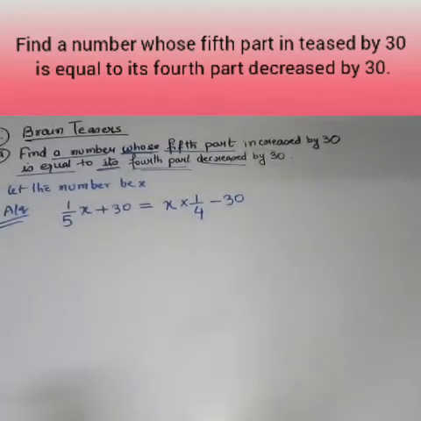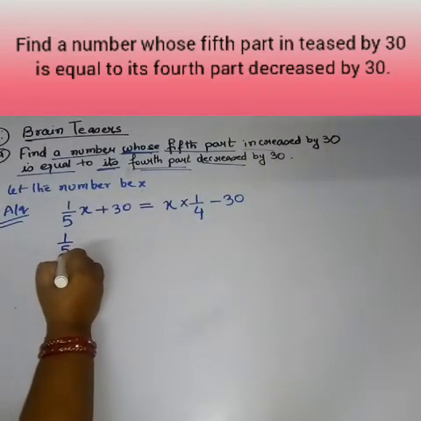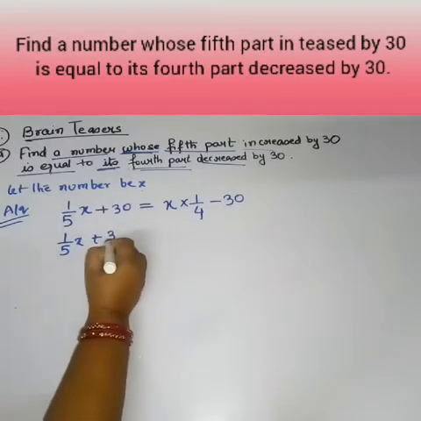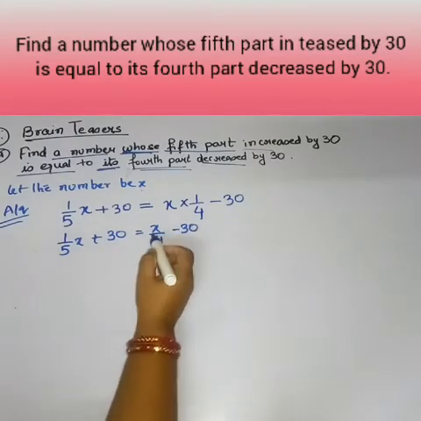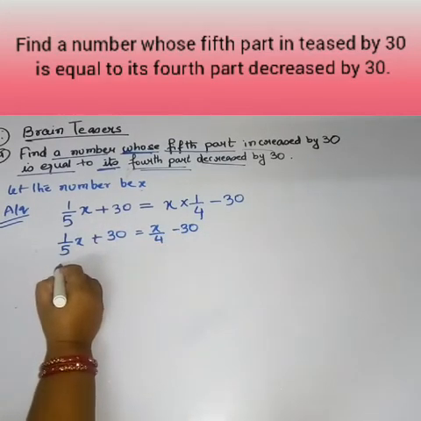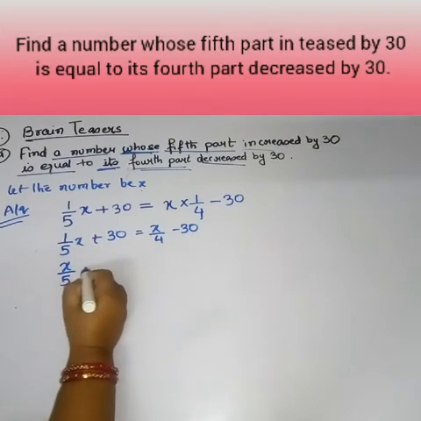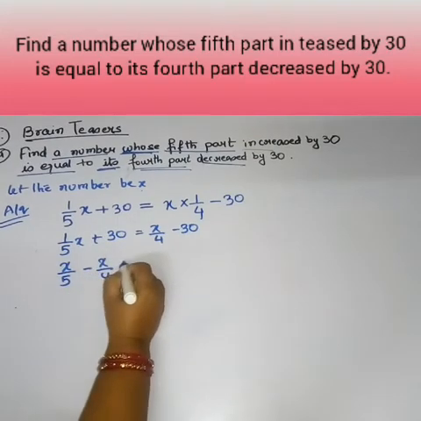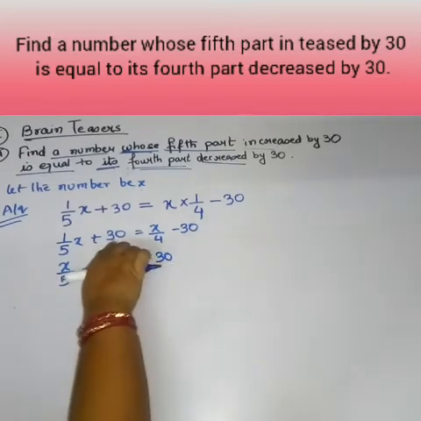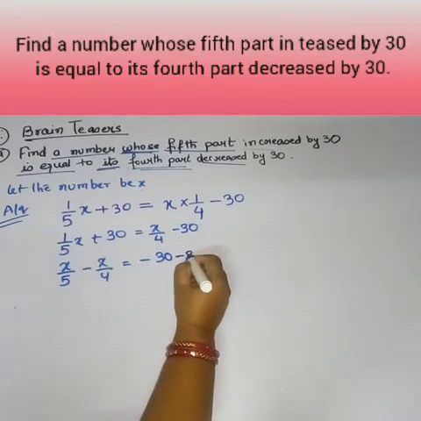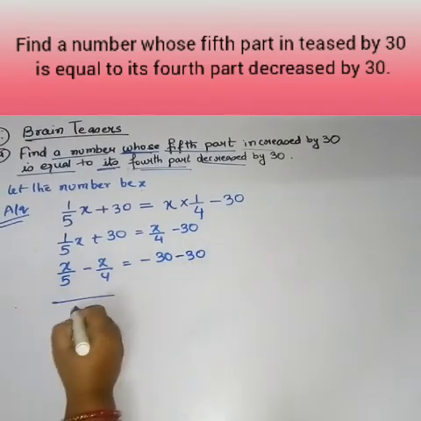So let's solve this question. This will be 1 by 5x plus 30 is equal to x by 4 minus 30. I am going to transpose this to this side. This can be written as x by 5 minus x by 4. This is equal to minus 30. This is as it is, and I am going to transpose this to this side. This is minus 30. Now I am going to take the LCM.